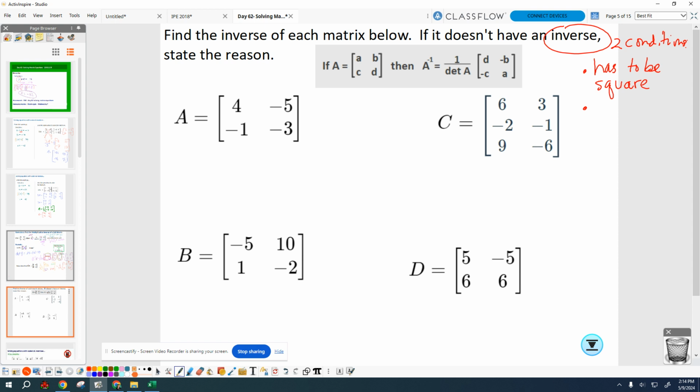Is there another thing? Does it have to have a determinant that isn't 1? Like it has to have a scalar? Here's where the determinant goes. What value am I not allowed to divide by? 0. So the determinant can't be 0. So those are the 2 conditions. It's gotta be a square matrix, and the determinant can't be 0.